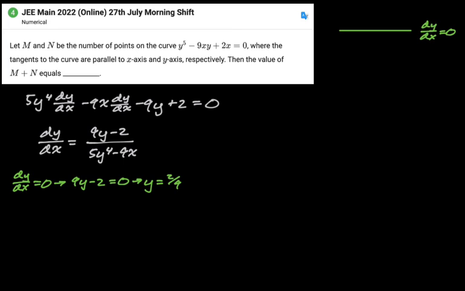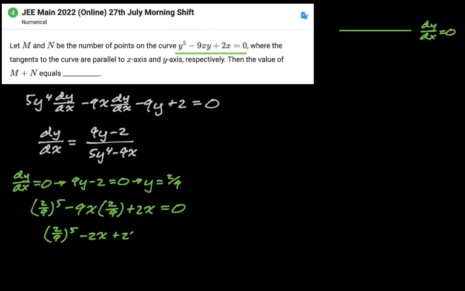Okay, so now we need to figure out the x value that goes with 2/9, because we need to make sure that there's a point on the curve where y is equal to 2/9, and this is where I think we get into trouble. So we're going up here, we're going to plug in. I get (2/9) to the 5th minus 9 times x times 2/9, and then plus 2x is equal to 0. But this gives us (2/9) to the 5th minus 2x plus 2x equals 0.